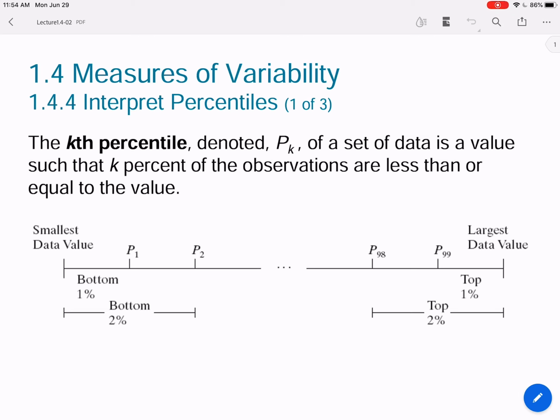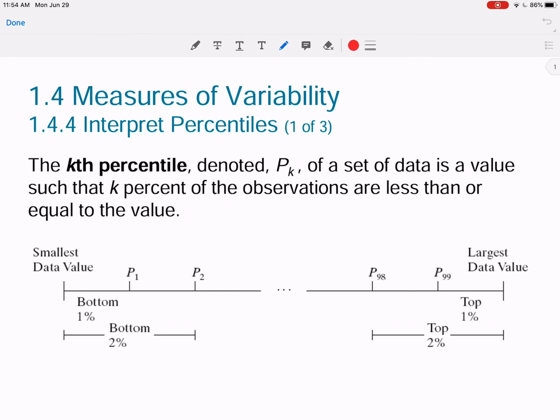Alright guys, in this video we continue on measures of variability. So the first definition we're talking about today is called the percentile. Now first of all, let's take a look at the definition here. The kth percentile, denoted P sub k, of a set of data is a value such that k% of the observations are less than or equal to the value.